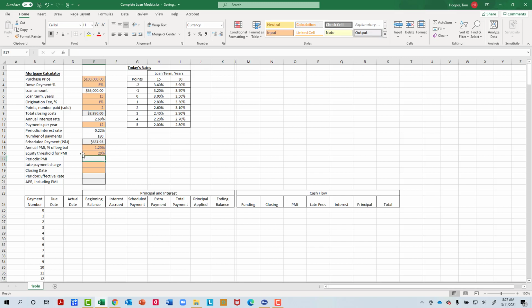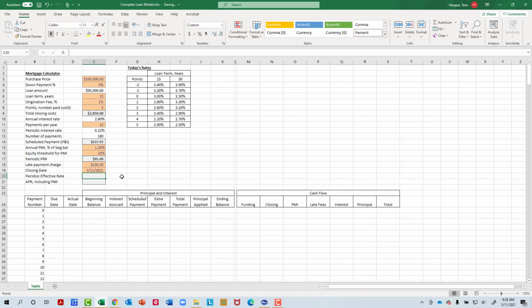So we need to calculate that periodic PMI as the annual amount of the original loan divided by the number of payments per year. So that's going to cost us $95 a month. And then if we have any late payment charges, let's say the bank tells us any late payments will cost us $100, and the close date, we'll go ahead and put in some date. I'll put in today's date.